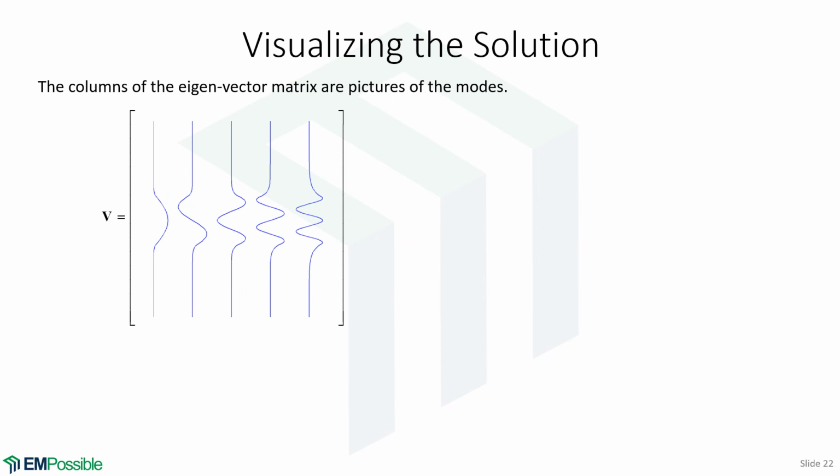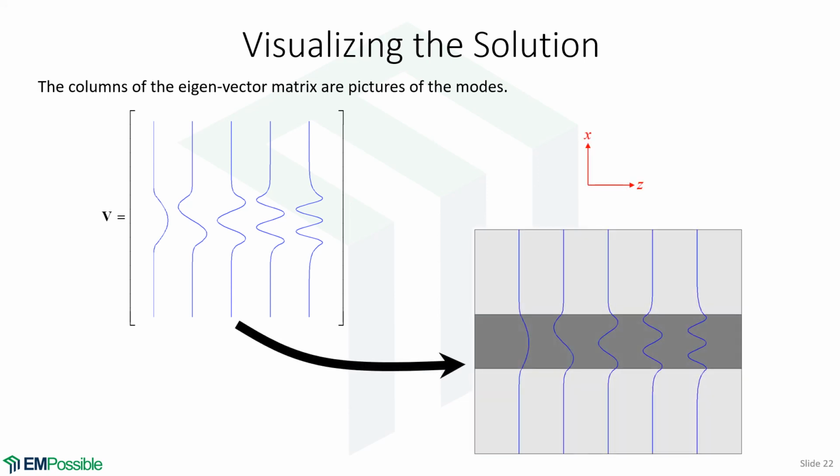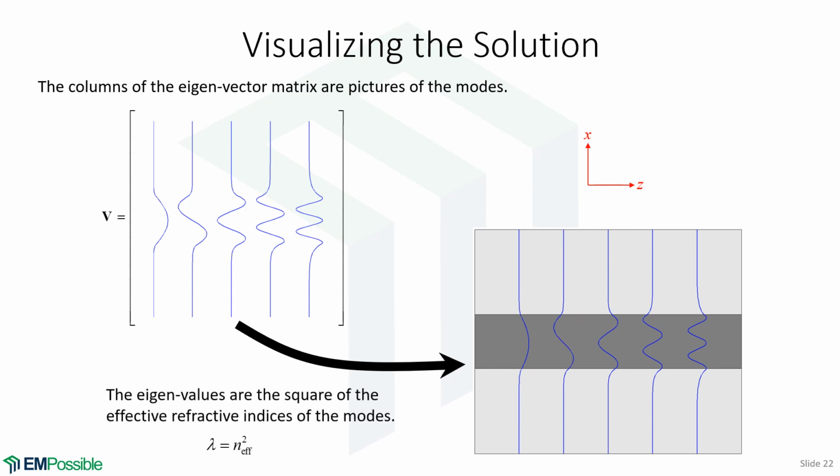We can look at this more as pictures. As I mentioned, these eigenvectors are pictures of the modes. So rather than just draw it as numbers, we could draw it like this. And if we plotted them, those are literally the pictures that we would see. So the columns of the eigenvector matrix are pictures of the modes. If we wanted to, we could plot those over top of our original slab waveguide. And now they truly do look like guided modes. And the eigenvalues are the square of our effective refractive indices. So in order to get the effective refractive indices, we would simply take the square root of our eigenvalues.